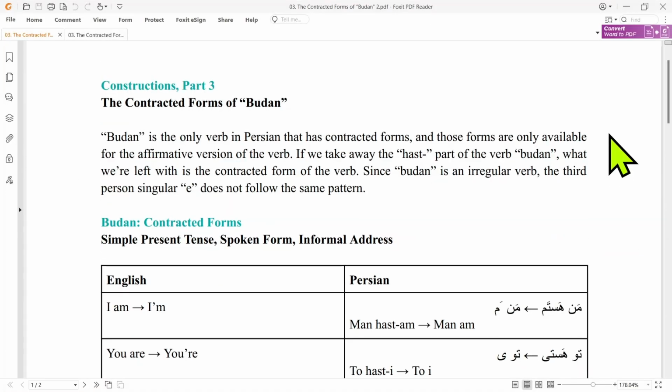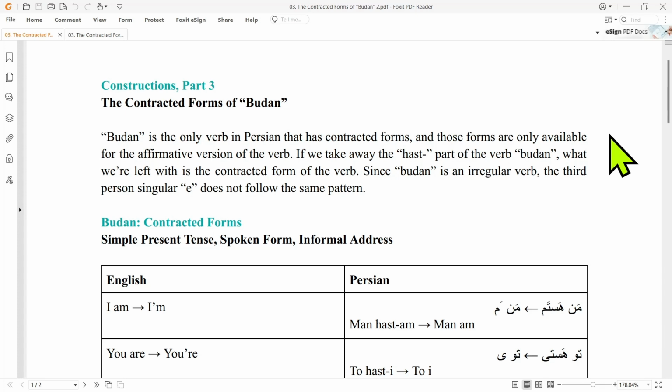Alright, now the contracted forms. Budan is the only verb in Persian that has contracted forms. And those forms are only available for the affirmative version of the verb. If we take away the hast part of the verb budan, what we're left with is the contracted form of the verb. Since budan is an irregular verb, the third person singular e does not follow the same pattern.